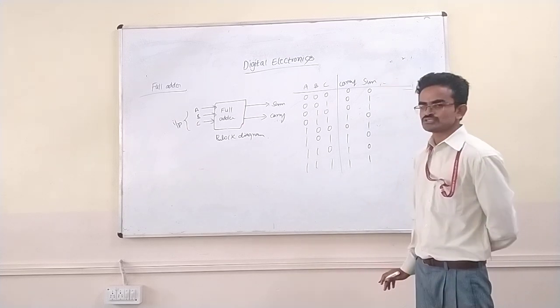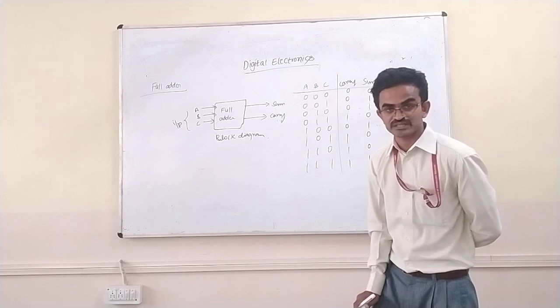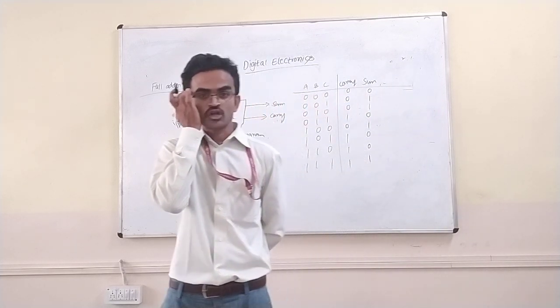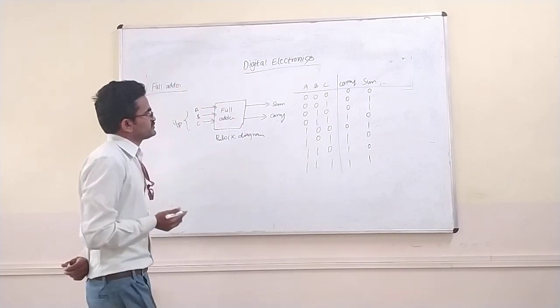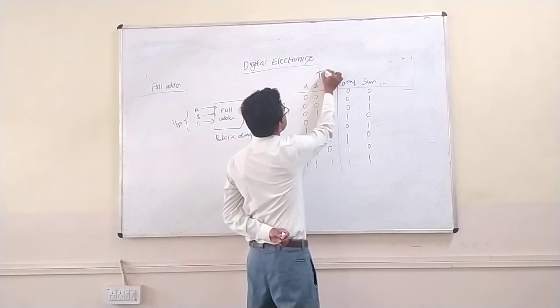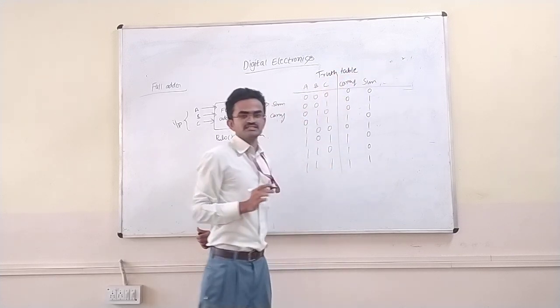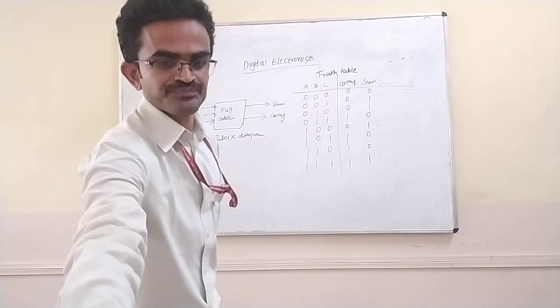Now with the help of this truth table, we need to write the logical expressions. Once you write the logical expressions, with their help we need to write the logic diagram. Now from this truth table, we first need to write the logical expressions.